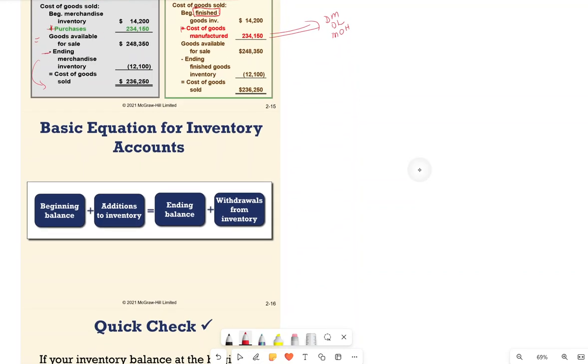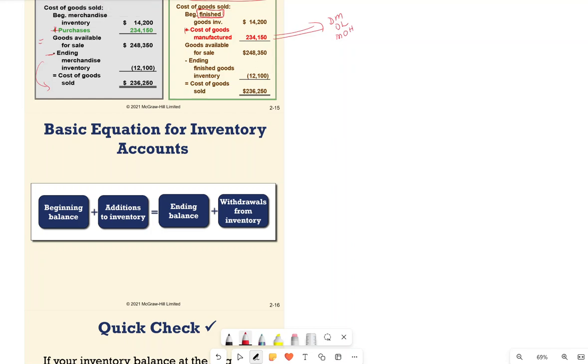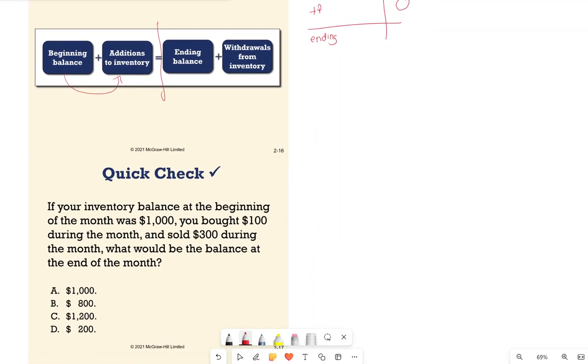Now going further, this is the basic equation of inventory. We have a beginning inventory plus what you purchase, and both have to equal the ending inventory plus what you take out of the inventory. Or you could do T accounts. I always like to do T accounts. So beginning inventory plus what you purchase goes on the debit side, and what you used will be the credit. Let's see if we can put this theory into perspective.